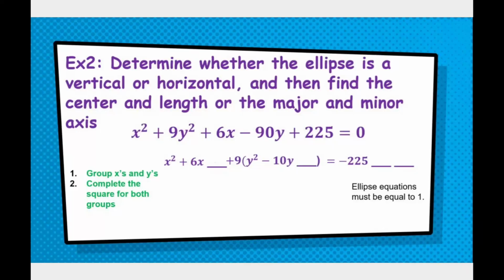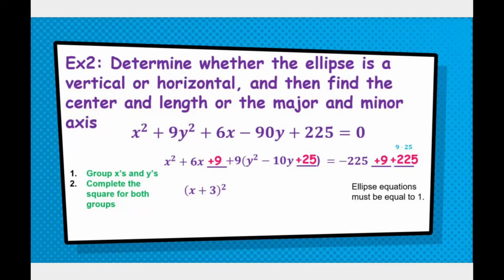6 divided by 2 is 3, and I square that and I get 9. So I'm going to add 9 over here. If I do negative 10 divided by 2, that's negative 5. If I square that, that's 25. But remember, I factored out that 9. This is really 9 times 25 that I'm adding to the other side. So that's 225. Those 225s are going to cancel because one's negative and one's positive.